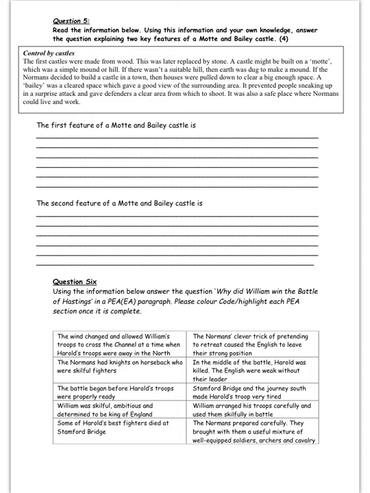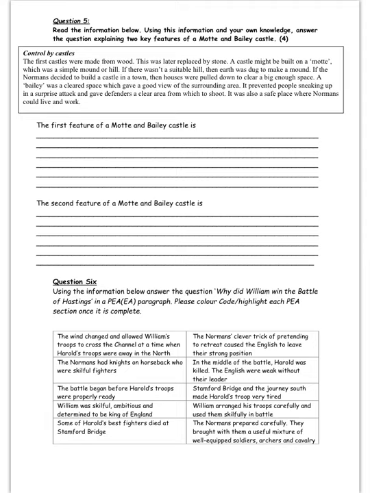Moving on, read the next question. This is the features question. Once you've read the source, one feature of a Motte and Bailey castle is, and then back it up with a sentence of explanation. A second feature of a Motte and Bailey castle is, and back it up with a piece of evidence. These could be a quote from the source, or it could be something written in your own words.